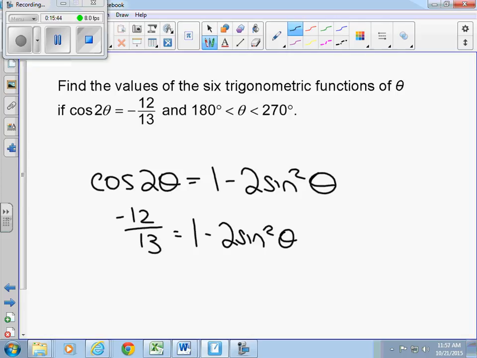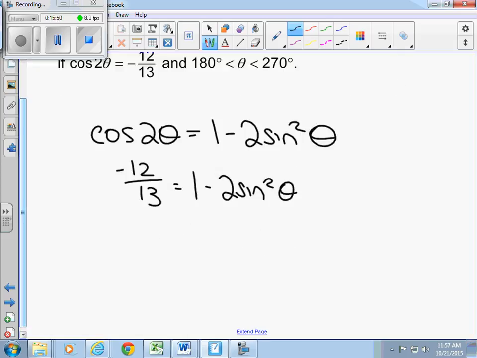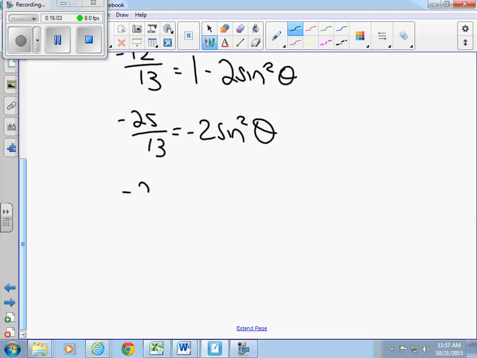Can I solve that for sine of theta? Subtract 1, which gives me negative 25 over 13. Is that right? Divide by negative 2. Gives me negative 25 over 26. A positive 25 over 26. And what about sine? Square root both of those. Does everyone agree? Plus or minus?